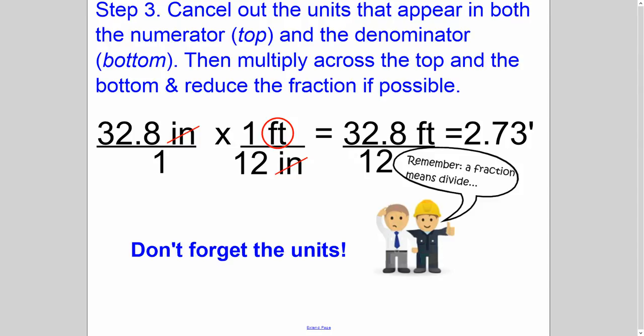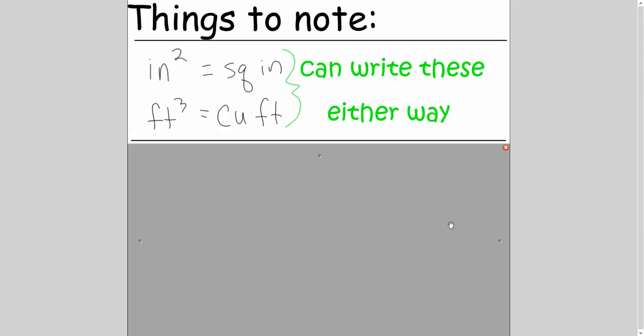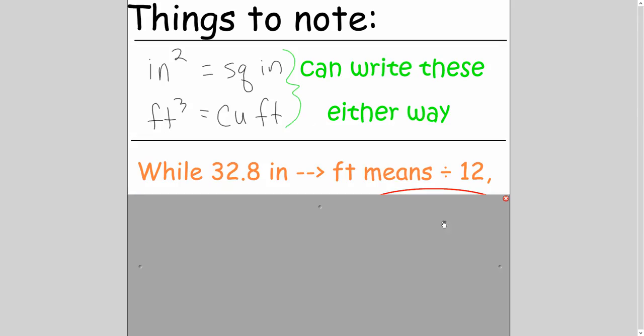Okay, let's look at another example. But first, one thing I should tell you, inches squared can be written like this, or it can be written as square inches. Same thing with feet cubed, you can write it with a little 3 or as cubic feet. So people do both of these.